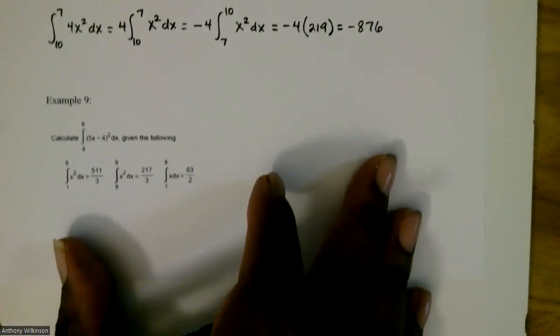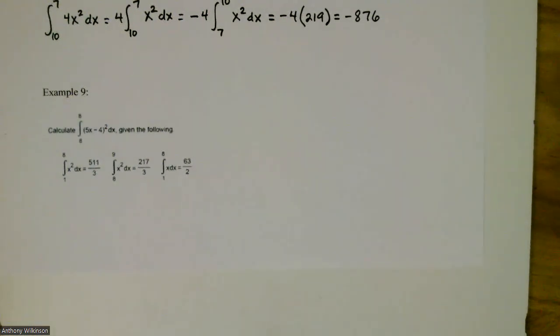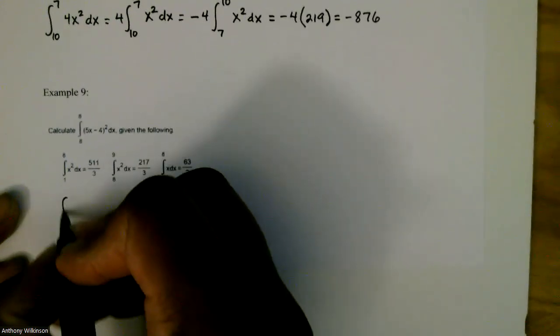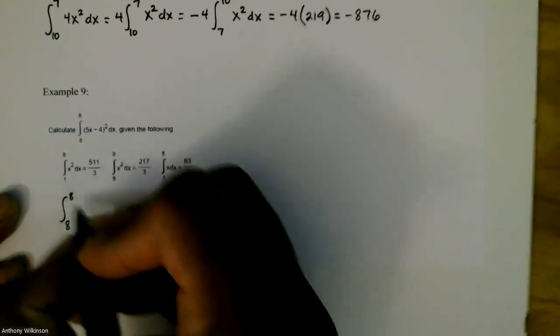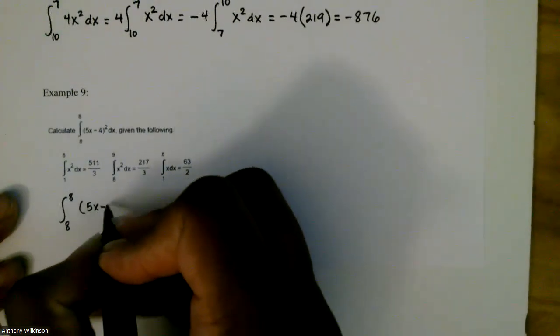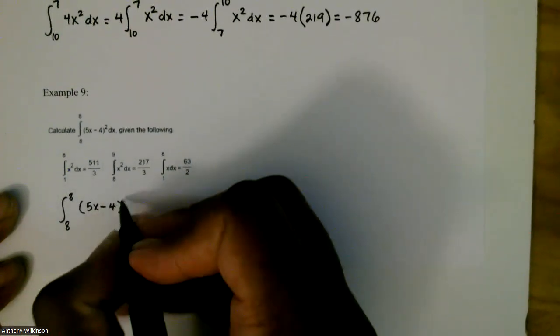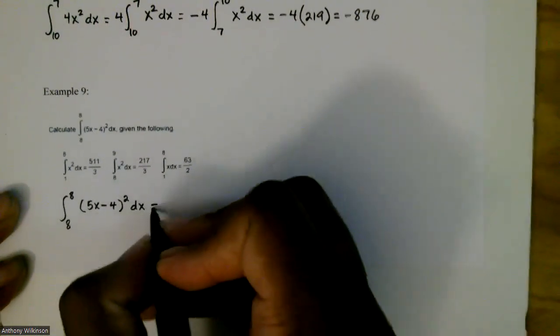All right, now example 9. Here I have the integral from 8 to 8 of 5x minus 4 quantity squared dx. And here we're given the following. The integral from 1 to 8 of x squared dx will equal 511 over 3. The integral from 8 to 9 of x squared dx will be 217 over 3. And the integral from 1 to 8 of x dx equals 63 over 2. So here we got the integral from 8 to 8 of 5x minus 4 quantity squared dx.